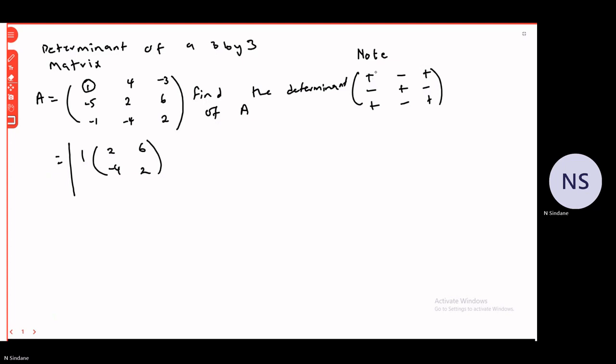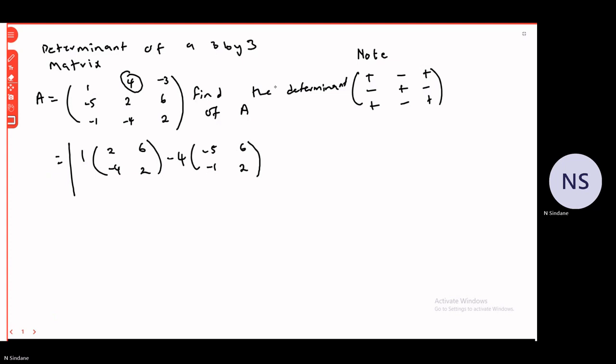Then again I use this. You see, can you check? I use this plus. Now I'm going to use this minus. So one might say, where does minus 4 come from? It comes from this. So this will give me minus 4 and 2. So now when I select 4, this middle row is out and this upper column is out. So I'm left with minus 5, minus 1, and 6, and 2, right?